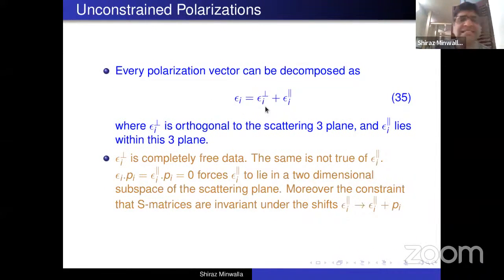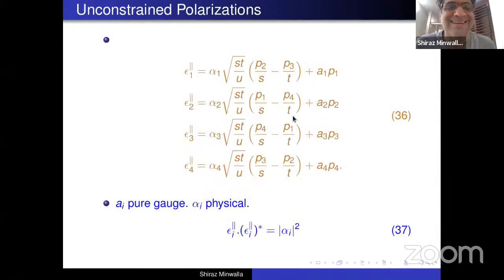So every polarization vector can be decomposed into a part orthogonal to the scattering 3 plane, and a part in the scattering 3 plane. Epsilon i perpendicular is completely free data. Epsilon i parallel is not completely free because it obeys one condition, namely it's orthogonal to its own momentum. That constrains epsilon i parallel. And there is one redundancy, namely shifts by its own momentum give you the same answer. So effectively, there's one piece of data in epsilon i parallel.